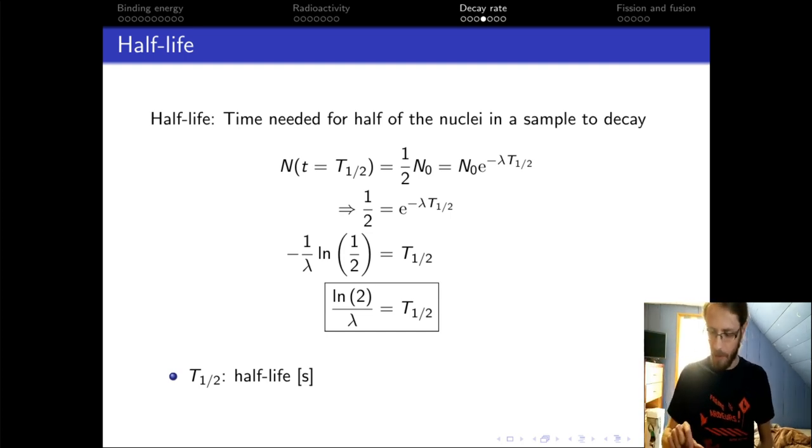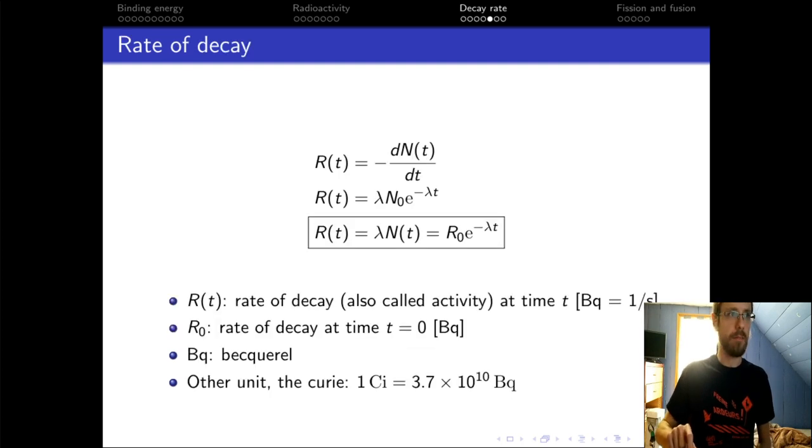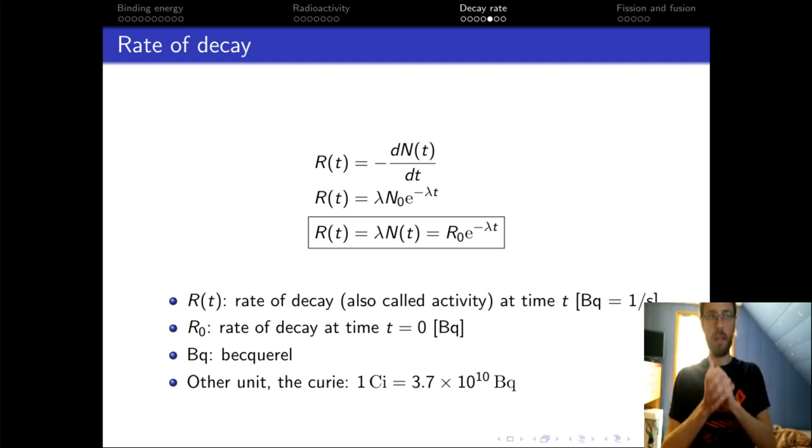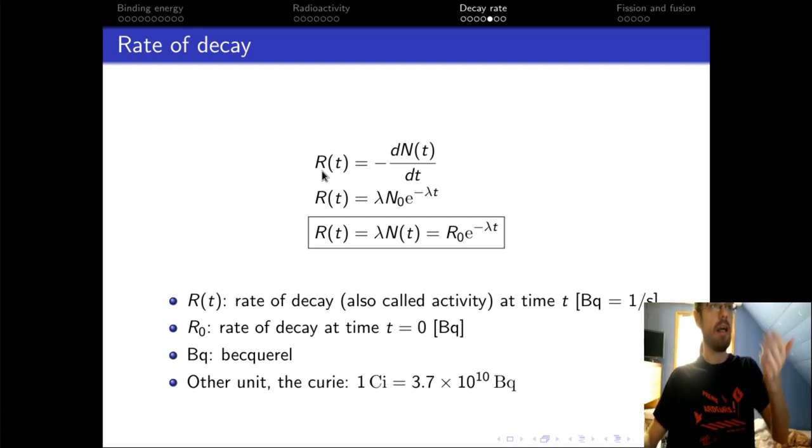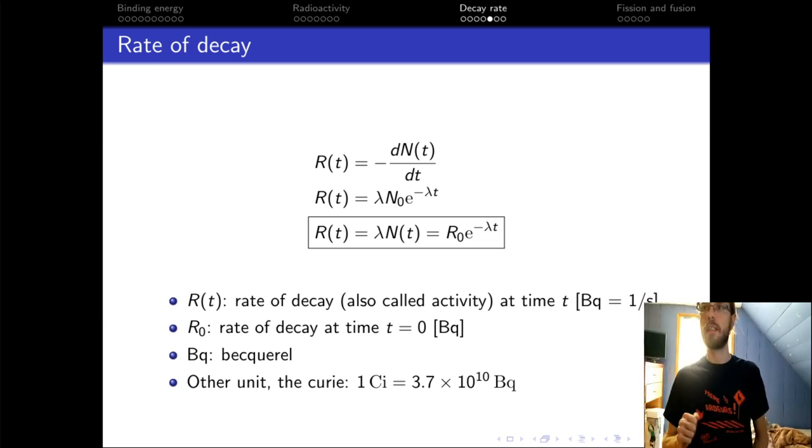And as we saw, the slope wasn't constant because of the following. So we will call capital R the decay rate, also called the activity, the rate of decay. So mainly, how fast do the nuclei decay in your sample? And each of them can decay or not in a given time interval, and all of them are independent. So mainly, the more nuclei you have in your sample, the more decay you should have.